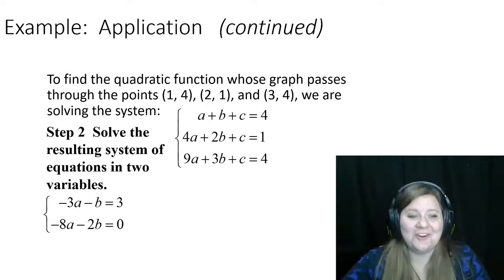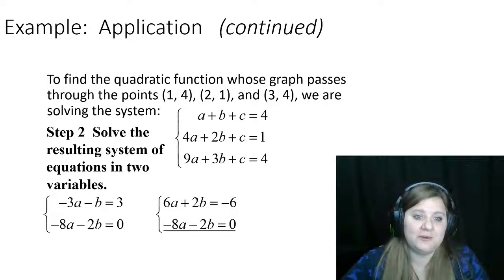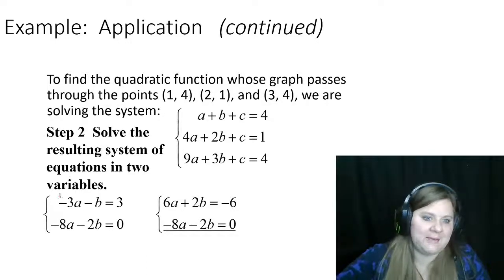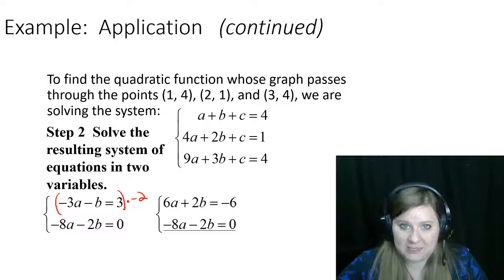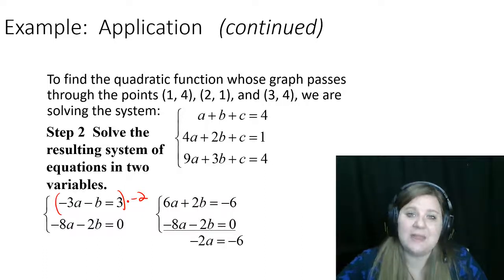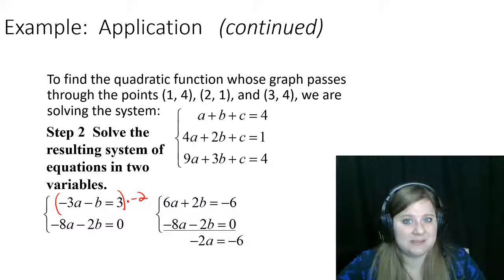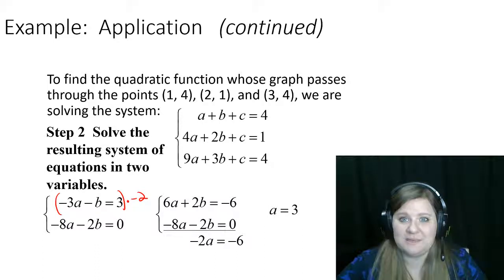So, hopefully you were able to solve this. I used the addition method. I multiplied the first equation through by -2, and I kept the second equation. That allowed me to add down and cancel my b values, and I ended up with -2a equals -6. I divided both sides by -2, and I got a equals 3.